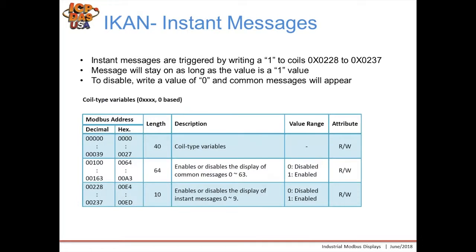Instant messages are triggered by writing a 1 to the corresponding coil between 0x228 and 0x237. These are, again, the 10 instant messages which you predefine. The message will stay on as long as the value is 1, and to disable that instant message, you simply write a 0 back to that corresponding register. And then common messages will start to appear again. Or if you trigger another instant message, that instant message will be displayed.